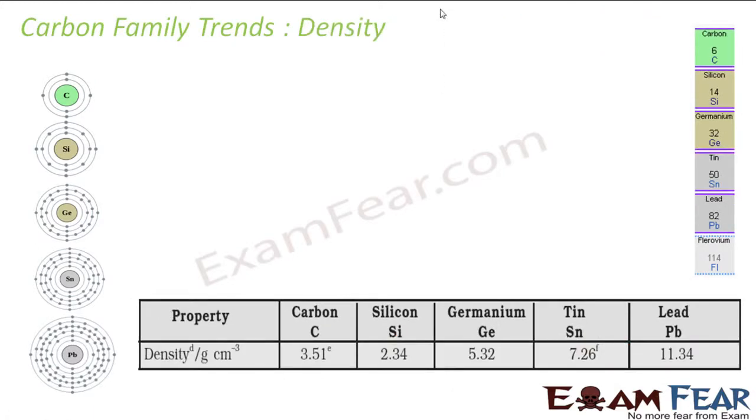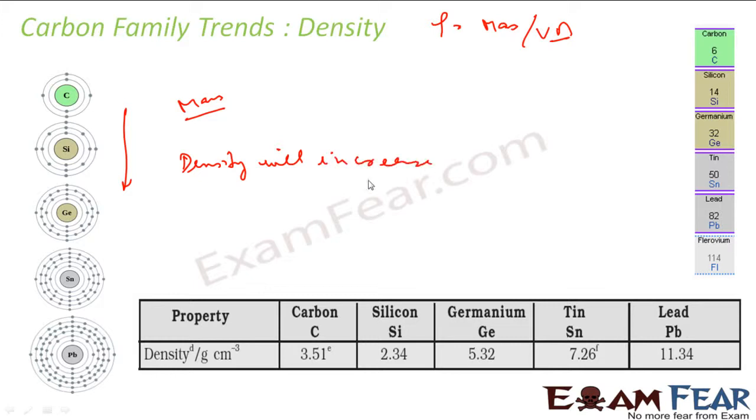Let's talk about density. Density is mass by volume. Since going down, the mass increased a lot, generally the density will increase as we go down the group. This is the general trend. Silicon has some deviation here, but apart from that, it's generally increasing.